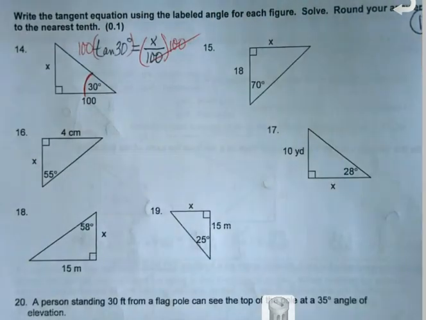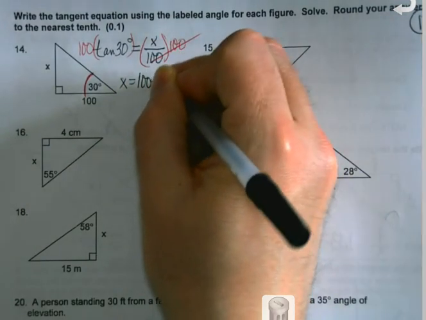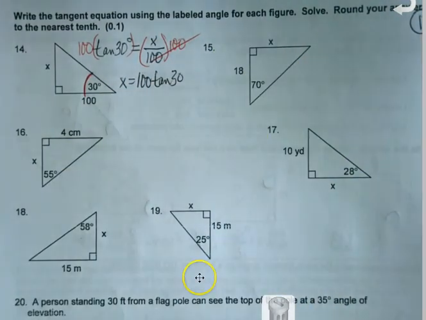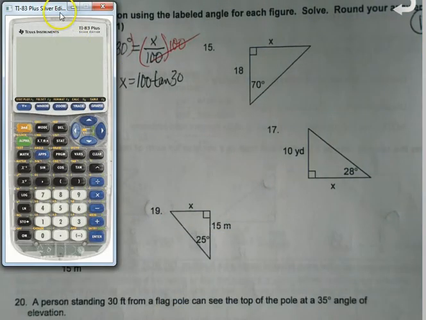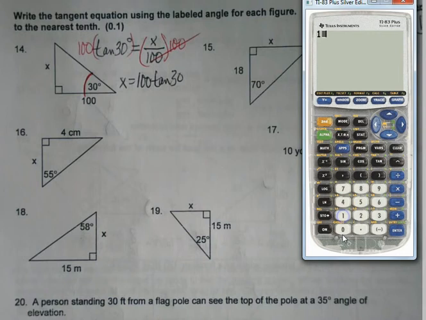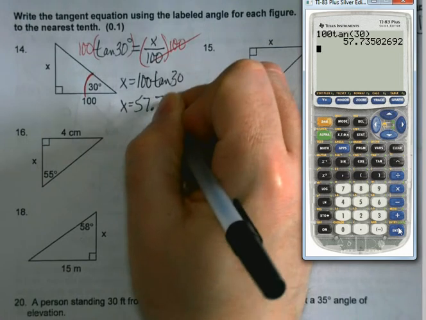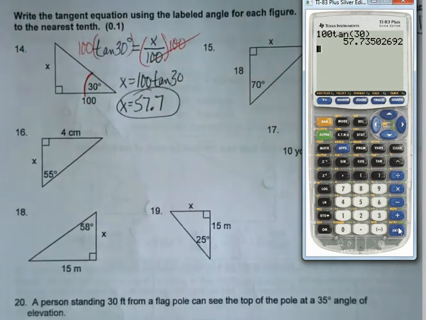Okay, so that goes away. My x is going to be whatever 100 times the tangent of 30 is. Swing that out of the way. Not one tangent. No. That's better. And since we're going to the nearest tenth, looks like our side length is about 57.7.